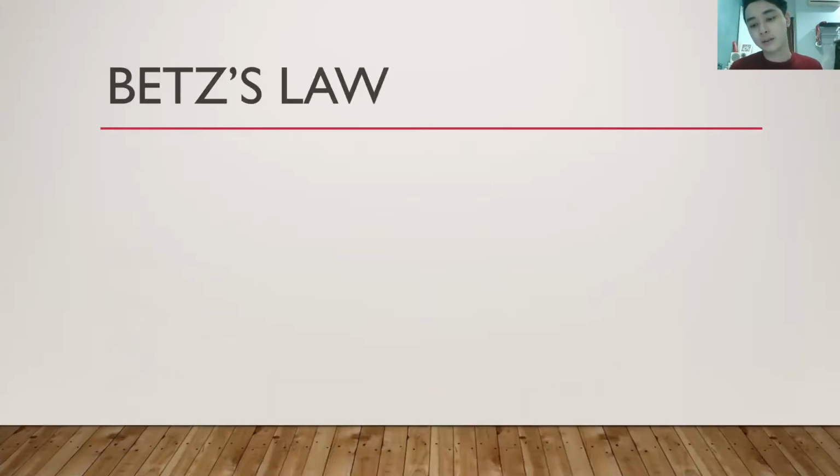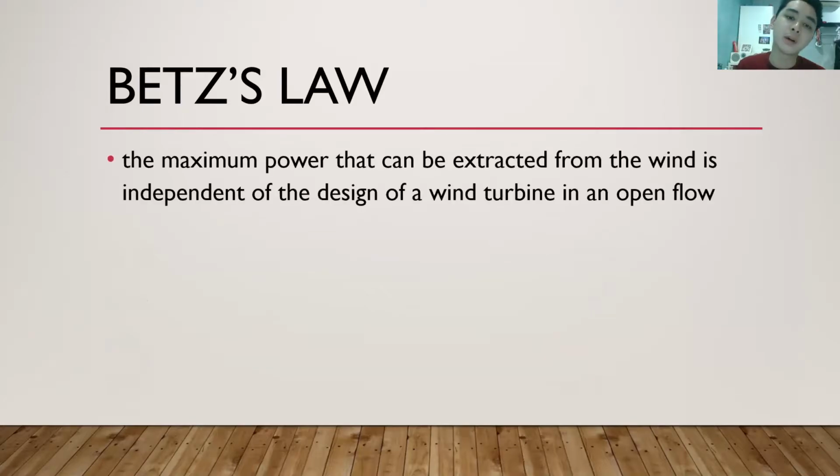As for the next, which is Betz's law. In 1919, German physicist Albert Betz published this law, indicating that the maximum power that can be extracted from the wind is independent of the design of a wind turbine in an open flow.